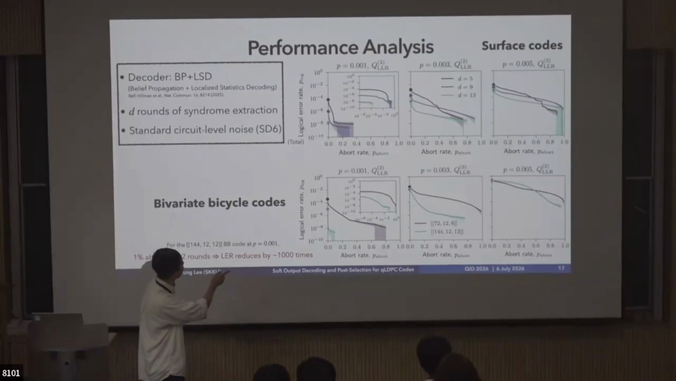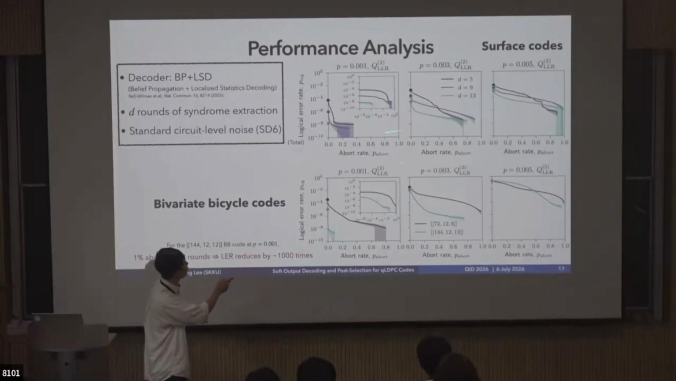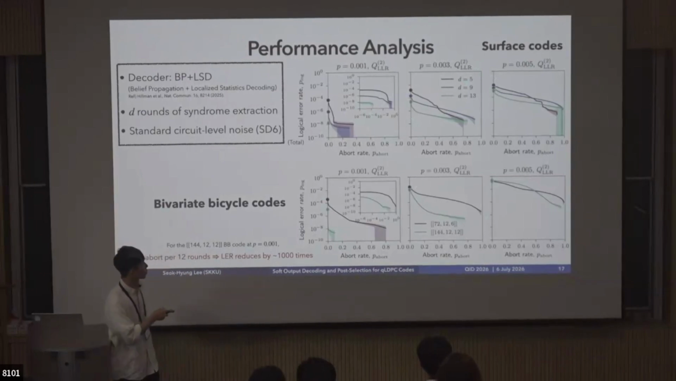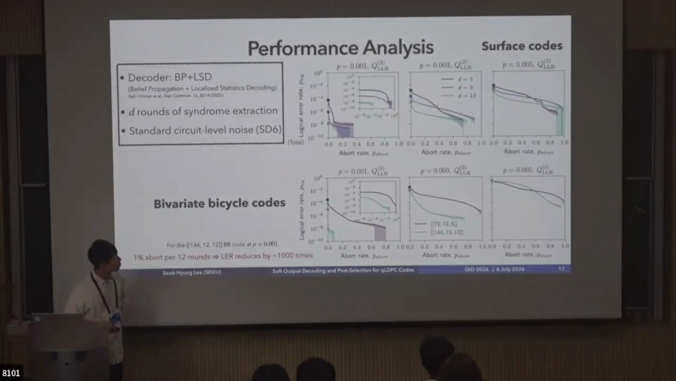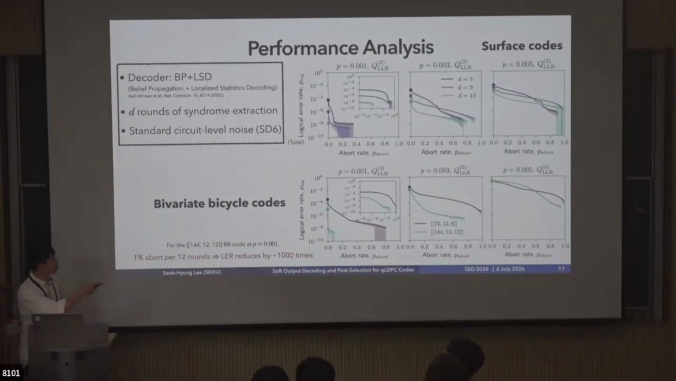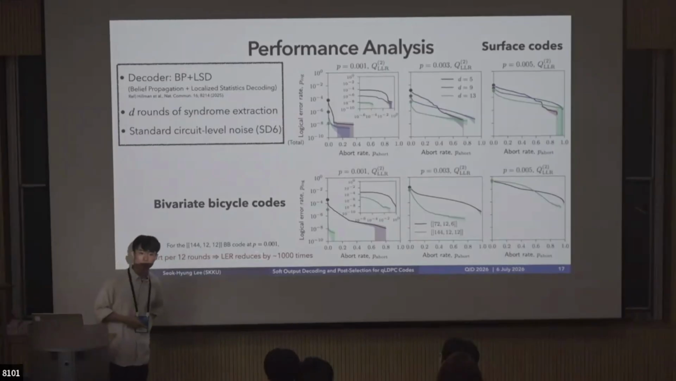And for the surface code, the top figures are for the surface code, and these three are for the bivariate bicycle code, I mean for these two variants, 72 qubits and 144 qubits. One statement we want to highlight is that for the BB code, for the gross code at the physical error rate of 0.1%, through the 1% of abort rate per 12 rounds, we can reduce the logical error rate by 1,000 times.